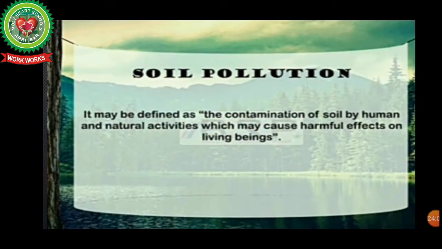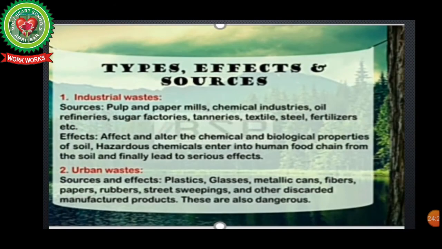Now let us proceed to another main topic of today, that is soil pollution. Now what is soil pollution? Soil pollution may be defined as the contamination of soil by human and natural activities which may cause harmful effects on living beings. Now, effects and sources of soil pollution. The first main source of soil pollution is industrial waste. Its sources are pulp and paper mills, chemical industries, oil refineries, sugar factories, tanneries, that is where the leather is tanned, textile, steel, fertilizers, etc.